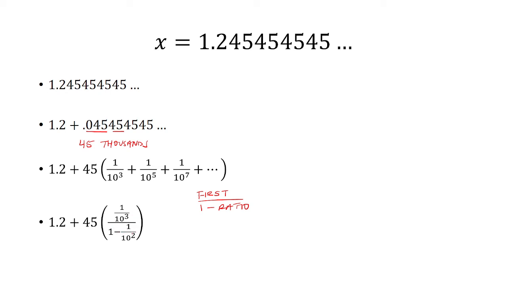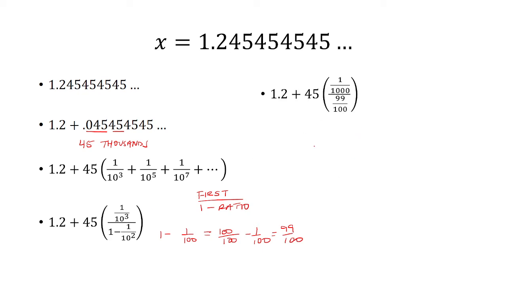Now 1 minus 1 over 10 squared, that's the same thing as 1 minus 1 over 100, which is just 100 over 100 minus 1 over 100, and that's 99 over 100. And then 10 cubed is just 1,000. Here we're going to divide the two fractions. So when you divide fractions, you multiply by the reciprocal. So we're multiplying by 100 over 99.